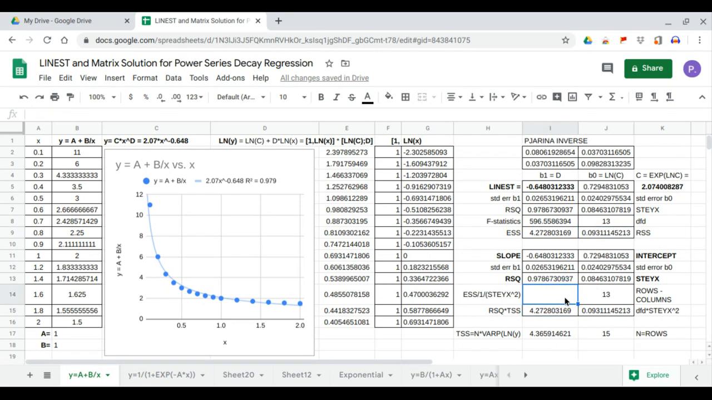Then we calculate for the F statistic, which is regression sum of squares divided by 1, because we only have one independent variable, divided by sey squared. 596.558 matches to our LINEST output. This completes our LINEST and matrix solution for power series decay.